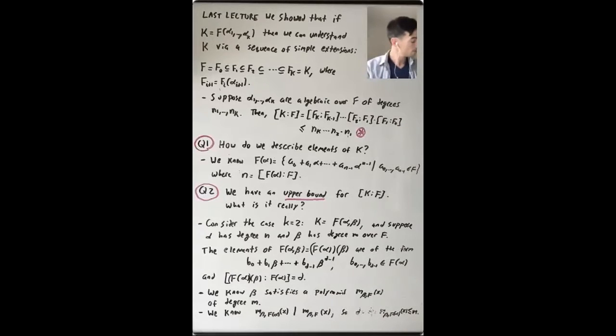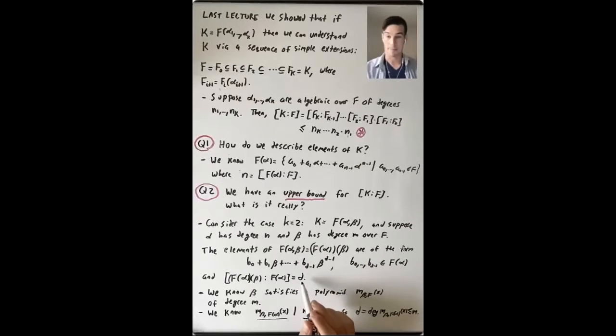So what do we know? This d, which is equal to the degree of the minimal polynomial of beta over this field F adjoin alpha, this degree has to be at most the degree here. And the degree here is m. So what do we know about this d? We know that it's at most m.